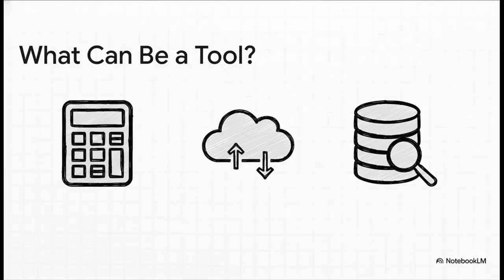So, what can you turn into a tool? Just about anything. You could write a simple calculator function to finally solve that math problem we talked about. You could write a function that hits a weather API to get live data. Or, and this is where it gets really powerful for businesses, you could write a function that connects to your internal database to figure out a customer-specific discount rate.